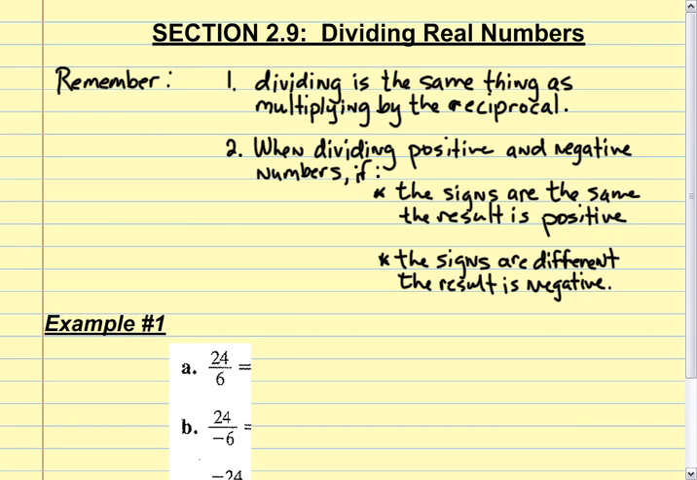Okay. Dividing real numbers. Remember, Dylan, the answers are in the back of the book.